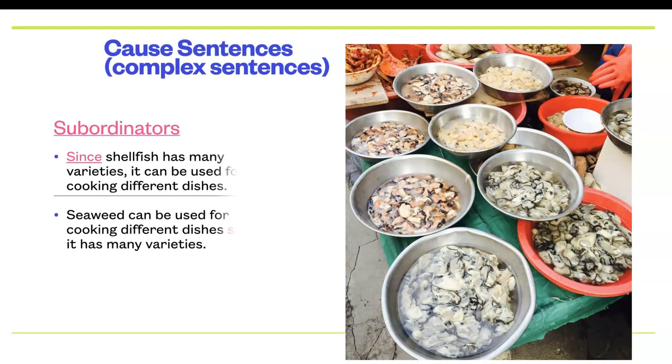And then another complex sentence is using since. Since shellfish has many varieties, it can be used for cooking different dishes. Or seaweed can be used for cooking different dishes since it has many varieties. You should notice that the first example has a comma after the first subject verb. It has a comma after varieties. The second sentence example does not have a comma because the subordinator is in the middle.